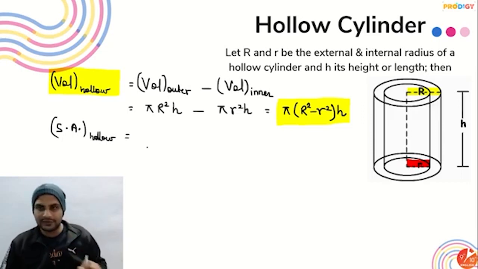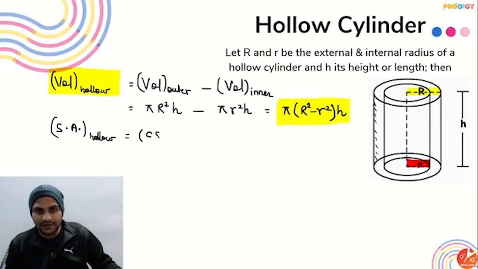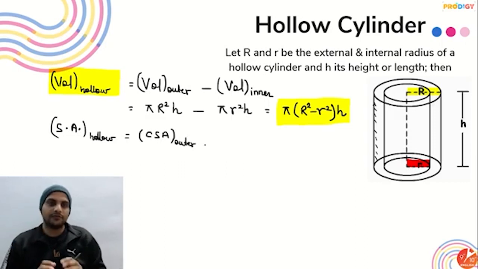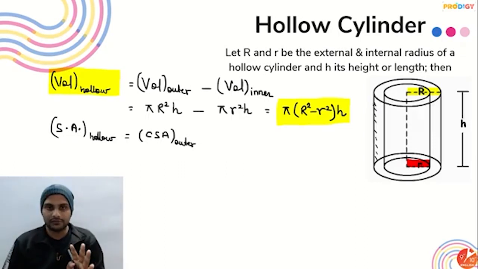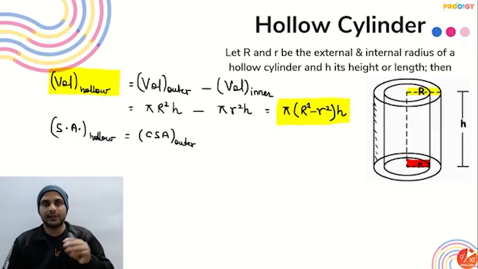So first you can see, guys, we have the outer CSA. The outer cylinder's curved surface area will be there. Now this is not a formula. For finding the surface area of any hollow shape, we do not have a key like volume of outer minus volume of inner, same way surface area of outer minus surface area of inner.